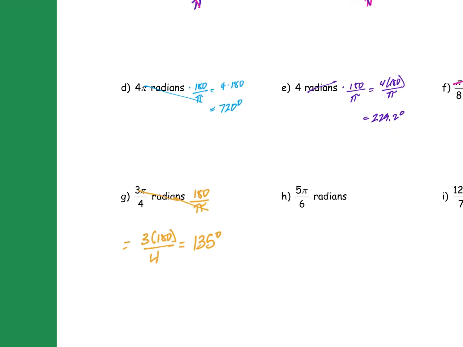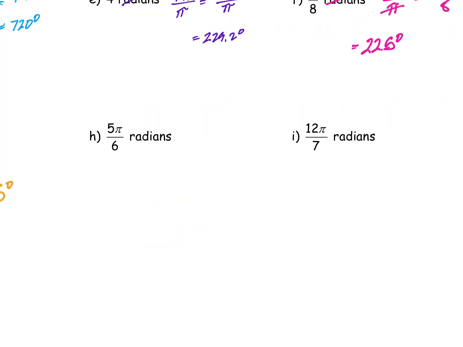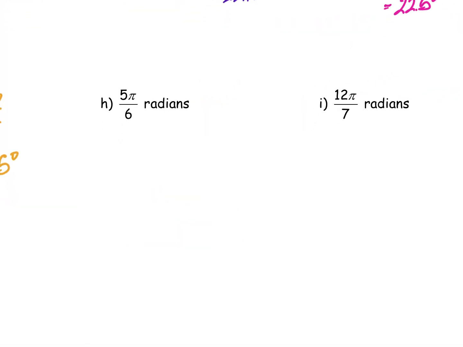Okay, here we go. And then again, I'm going to multiply by 180 divided by pi. The pi and the radians go away, so I get 5 times 180 divided by 6. 5 times 180 divided by 6 is 150 degrees.